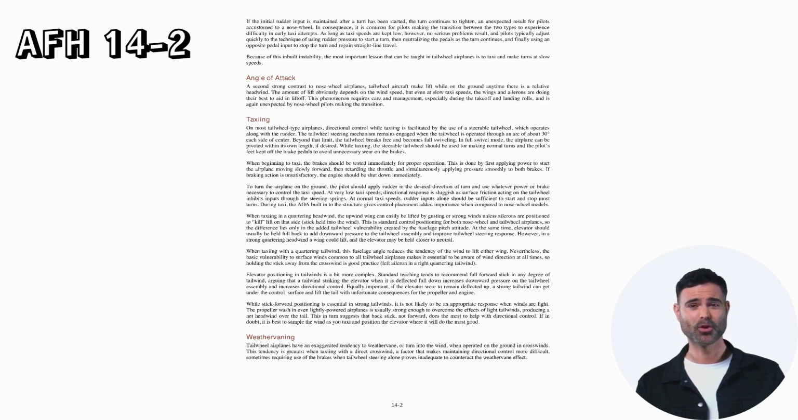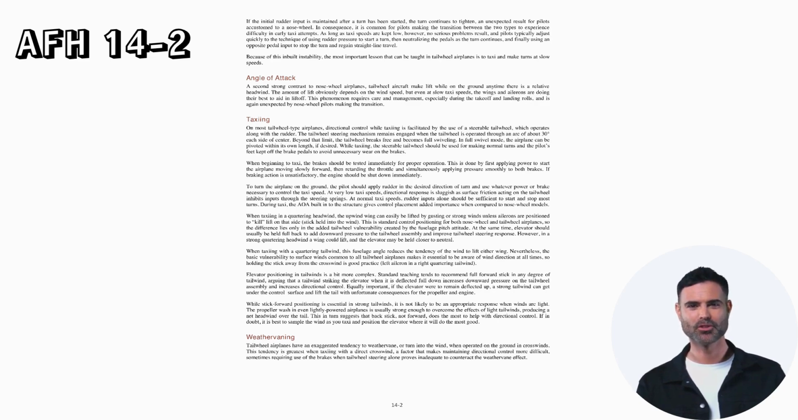In full swivel mode, the airplane can be pivoted within its own length, if desired. While taxiing, the steerable tailwheel should be used for making normal turns, and the pilot's feet kept off the brake pedals to avoid unnecessary wear on the brakes. When beginning to taxi, the brakes should be tested immediately for proper operation.